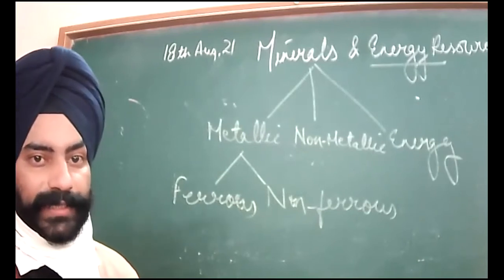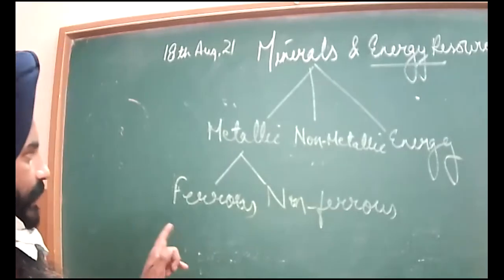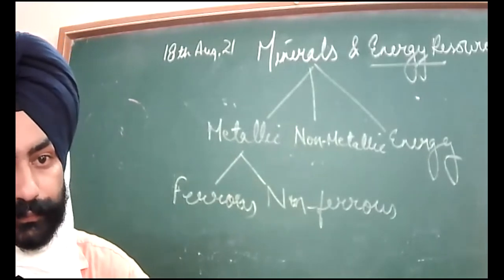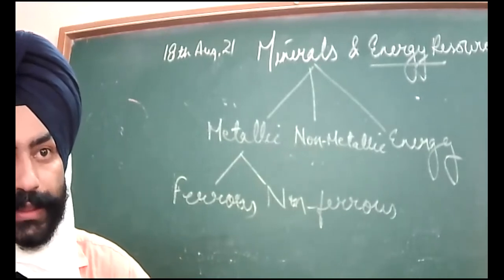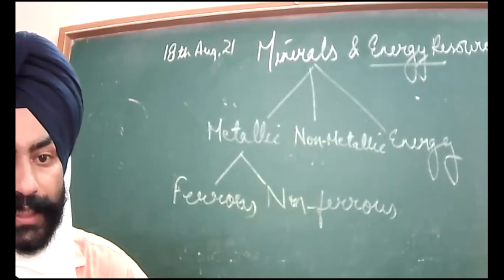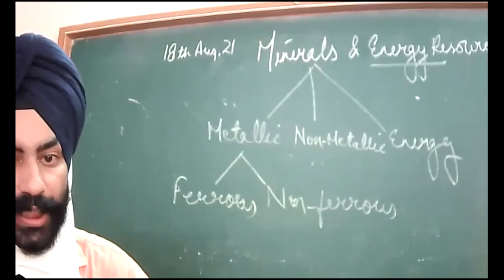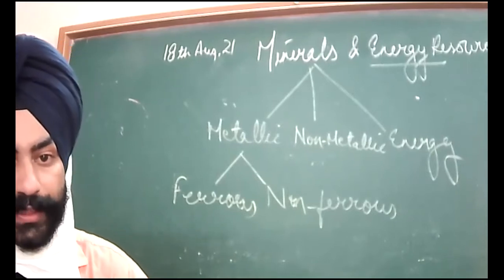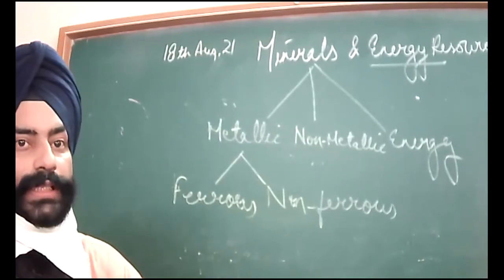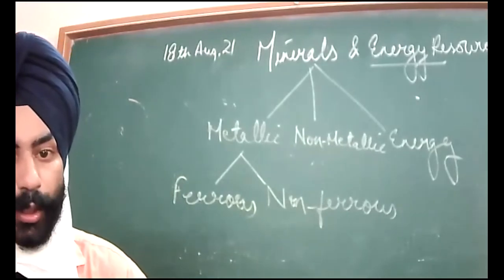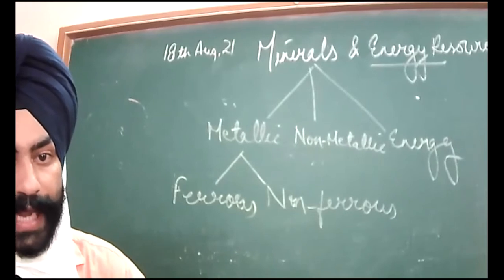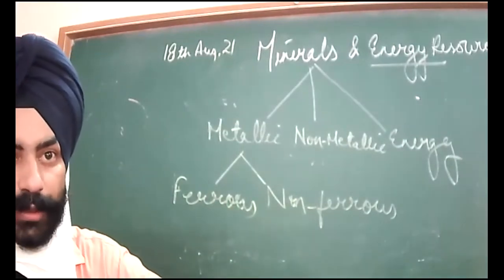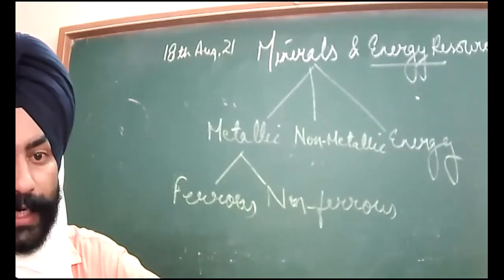Let's start from the first, metallic minerals. First category, metallic minerals. Metallic minerals are those which consist of metal content. For example, gold, silver, iron, bauxite, all these have metal content. And as per their needs, these are categorized into two categories, ferrous and non-ferrous, on the basis of the iron content.